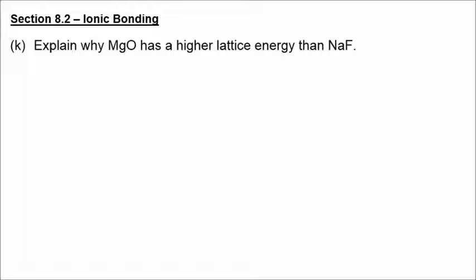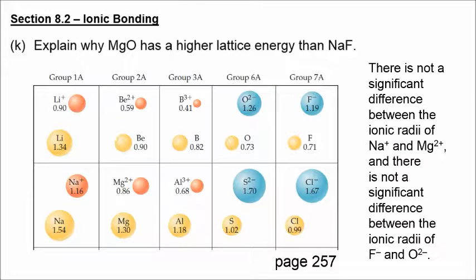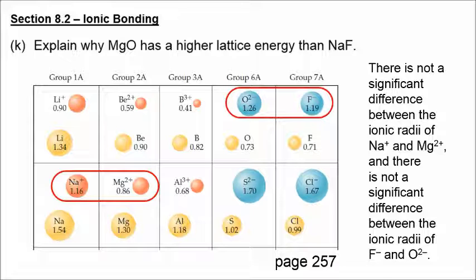Why would MgO, magnesium oxide, have a higher lattice energy than sodium fluoride? Let's take a look at the sizes of these ions. Magnesium is slightly smaller than sodium, but there is not a significant difference between their ionic radii. And oxygen is slightly larger than fluorine, but again, there is not a significant difference between the radii.